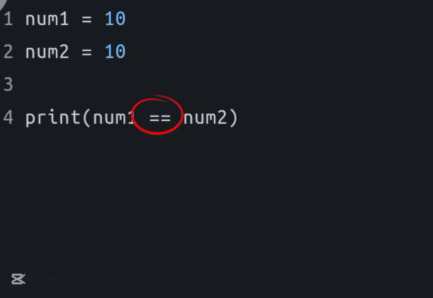First, we have the equal to operator, which is written with two equal signs, equals equals. Be careful here: a single equals is used to assign a value to a variable, while equals equals is used to compare two values. Since both numbers are 10, Python returns true.